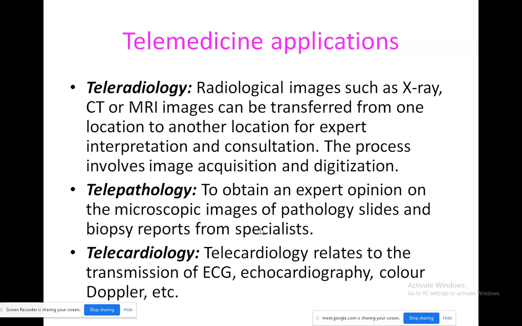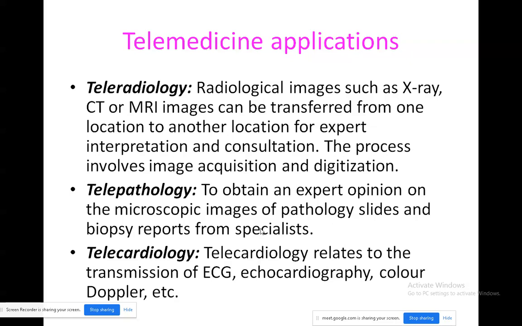Then teleradiology. Teleradiology means, I think you all know the radiology system. Radiology covers the X-ray, the CT scan, the MRI scan, which come under radiology. All of these can be taken and the information provided from one location to another location for the expert.